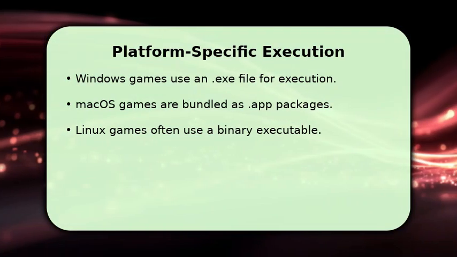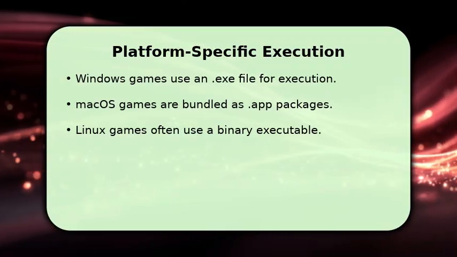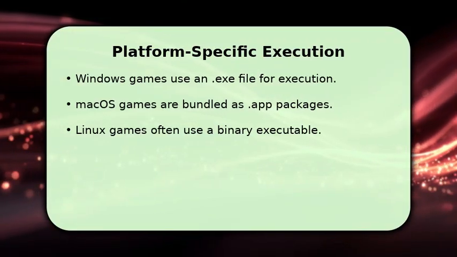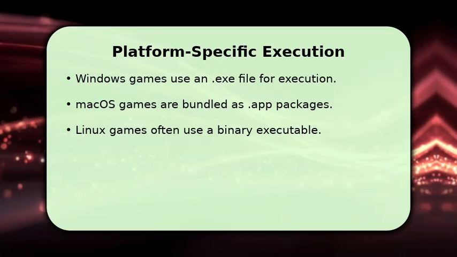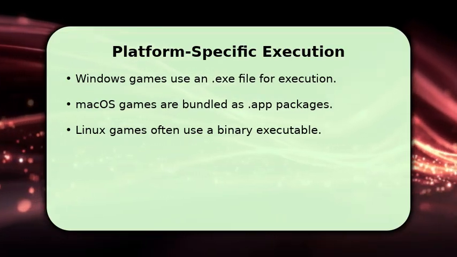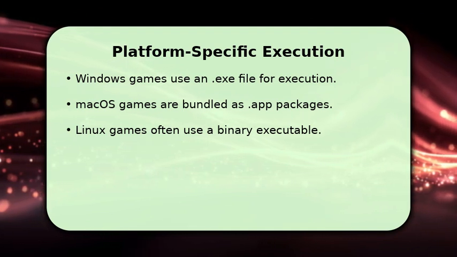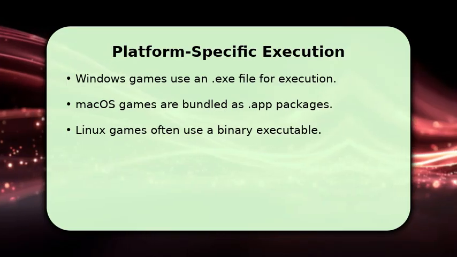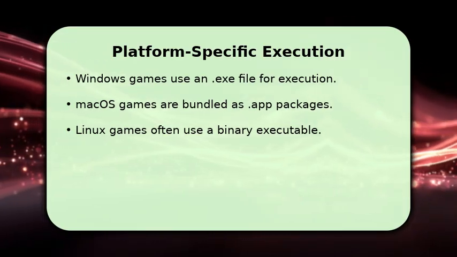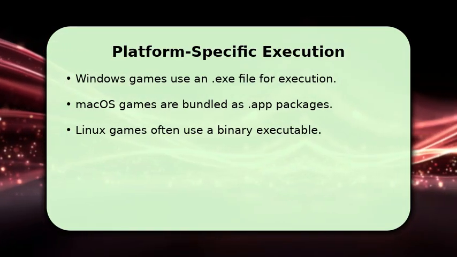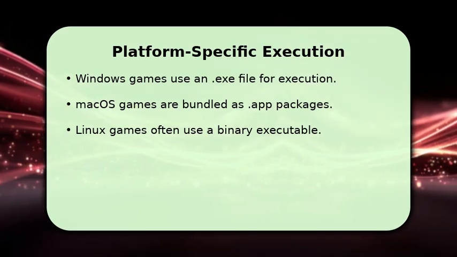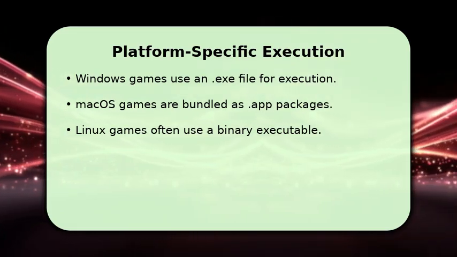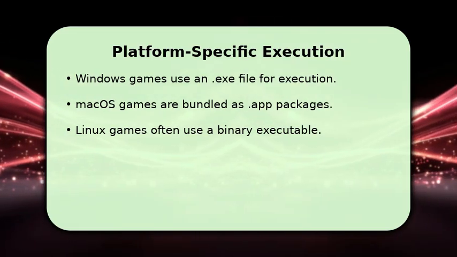The method for launching a Unity game varies slightly depending on your operating system. On Windows, you'll typically find an executable file ending in .exe. For Mac OS, games are often packaged as an application bundle, appearing as a single app icon. Linux users will usually encounter a binary executable file. Regardless of the platform, the core idea is to locate and run the primary application file.